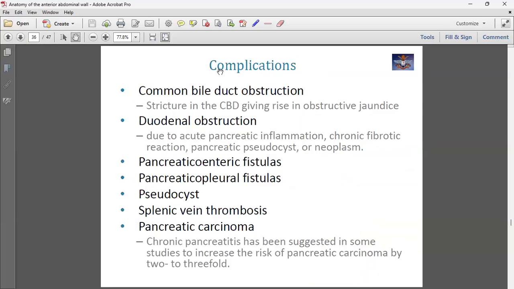Okay, so complications of chronic pancreatitis, they can get bile duct obstruction, duodenal obstruction, because these structures are in very close relation to the pancreas. Okay, so anything that can cause inflammation and fibrosis will compress surrounding structures. And sometimes this inflammatory process can erode into the gut, the pleura, so they can get fistulas. Okay. And splenic vein thrombosis, because different inflammatory mediators are released and endothelial walls of veins are damaged, so you can get thrombosis as well. And finally, the end result of long-standing chronic pancreatitis is pancreatic carcinoma.